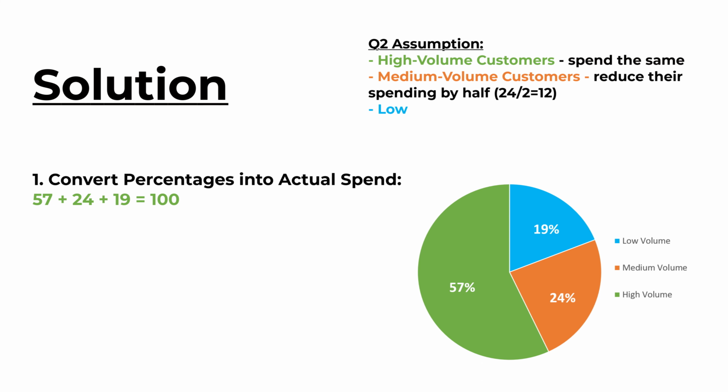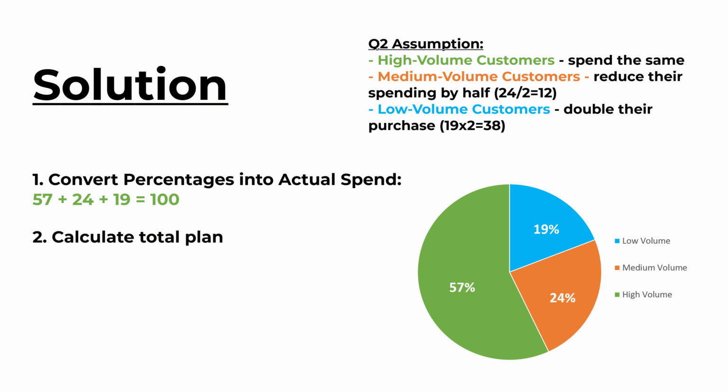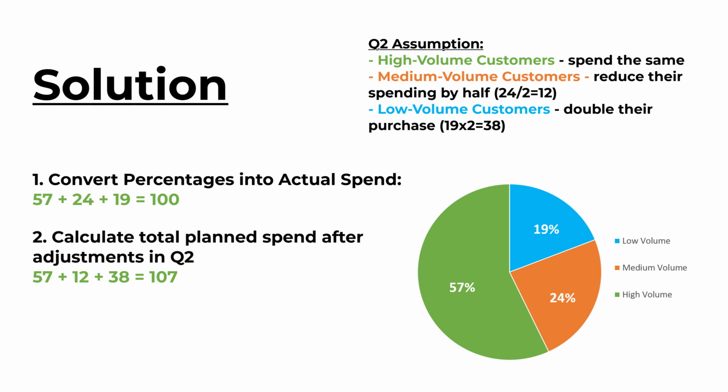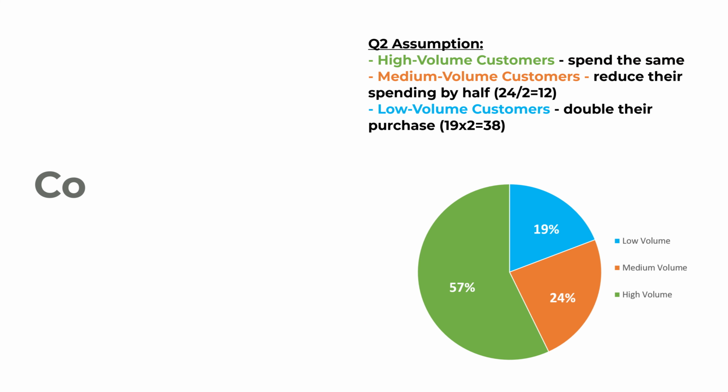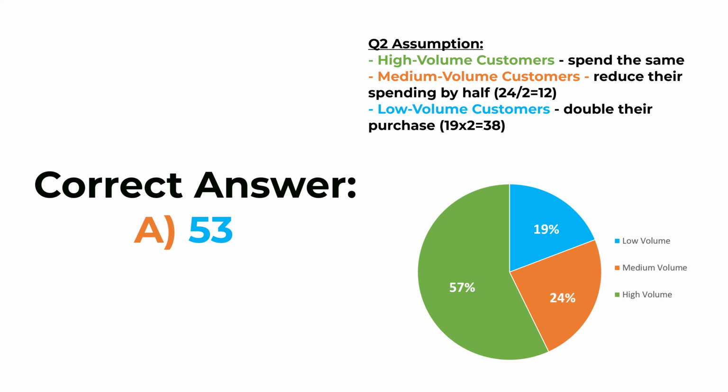And then we know that the low-volume customers are planning to double their spending, which would be equal to 19 multiplied by 2, or 38. So the new equation will be 57 plus 12 plus 38, which would be equal to 107. To calculate Q2 percentage spent for high-volume customers, we need to divide 57 by 107 and multiply it by 100%. So the new percentage value is 53.27%, which matches closest to choice A. So the correct answer here is choice A, 53%.